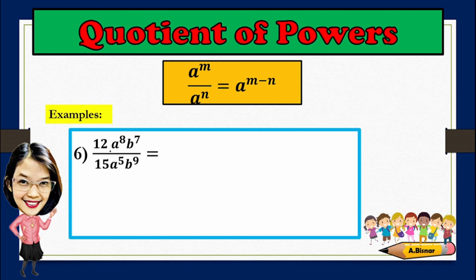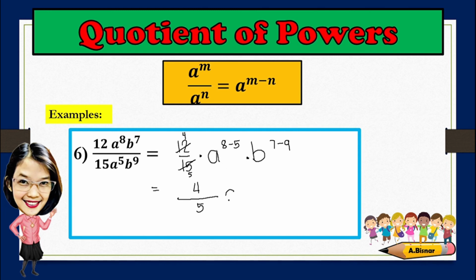Another, 12 over 15. So we will simplify this. Then, we have a^8 over a^5, and the exponent of b will be 7 minus 9. 12 and 15 are both divisible by 3. So when we simplify this, we divide the numerator and the denominator by 3. 12 divided by 3 is 4, and 15 divided by 3 is 5. So this is already equivalent to 4/5.